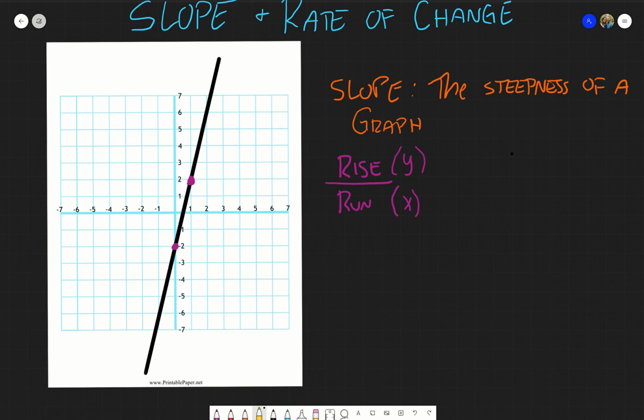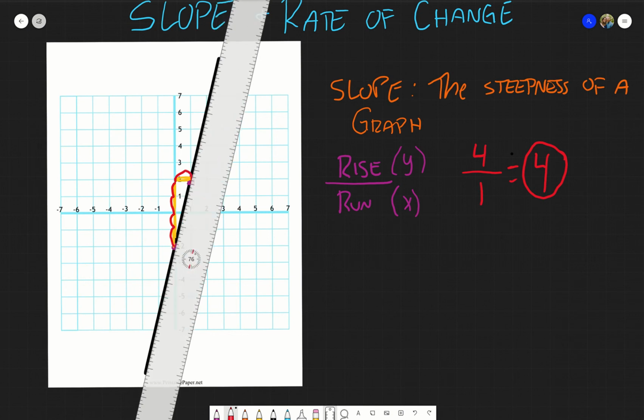Okay, so for this graph specifically, to get to these 2 points here, I'm going to go up 1, 2, 3, 4 places. I'm going to rise 4 places. And I'm going to go side to side 1 place. I'm going to run 1 place. So this is a rise over run of 4 over 1. And 4 divided by 1 is 4. So I would say this is a slope of 4. Okay, so slope is how far I go up and down over how far I go side to side. So this would be a slope of 4.